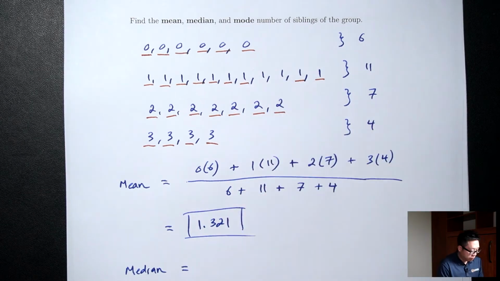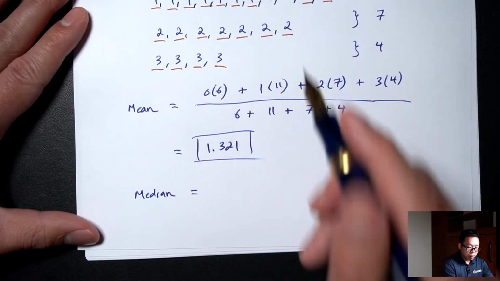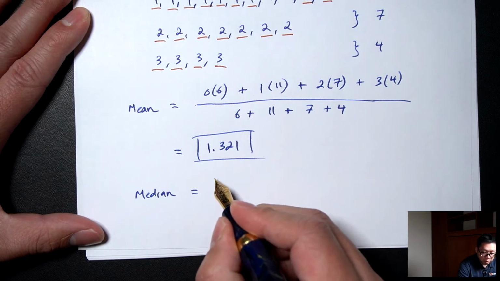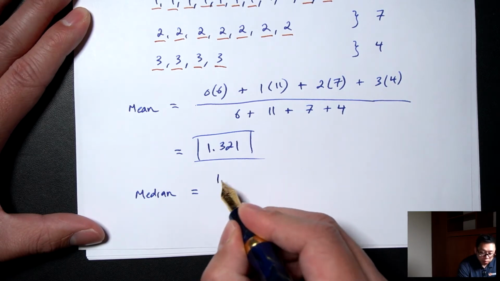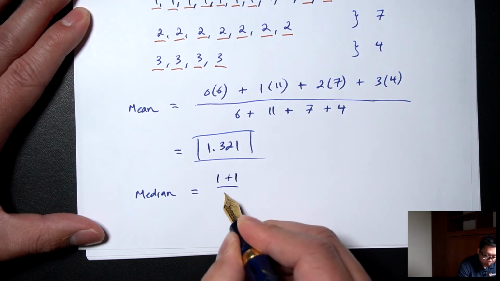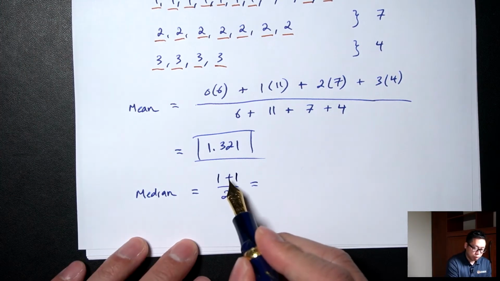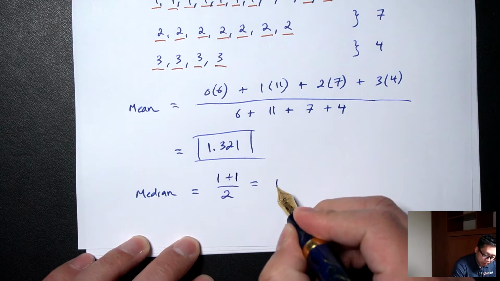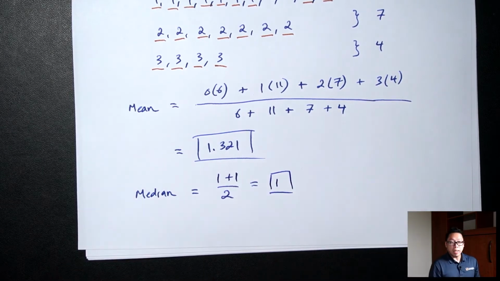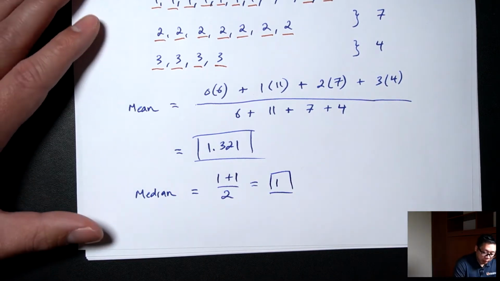They're both 1s. So if you have 2 numbers in the middle, you will average those 2 numbers, which is add them up, divide by 2. So 1 plus 1 over 2. And I don't need a calculator for this because I know that's going to be 2 over 2, which is 1. And that's the median.